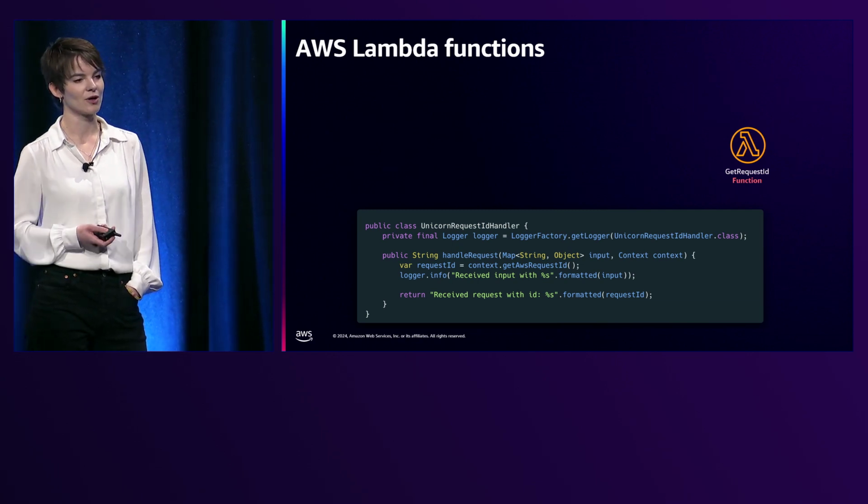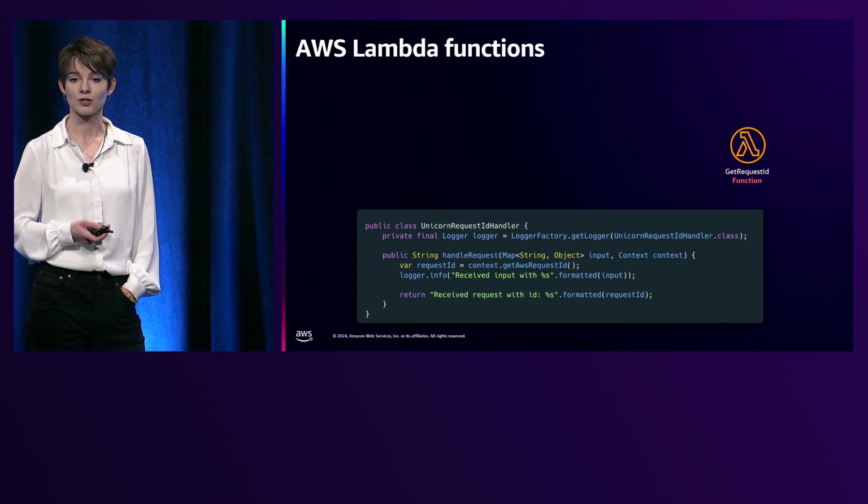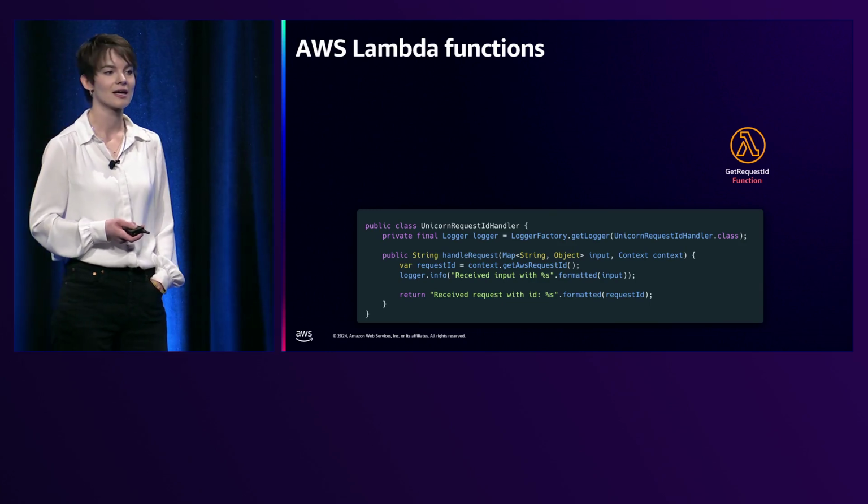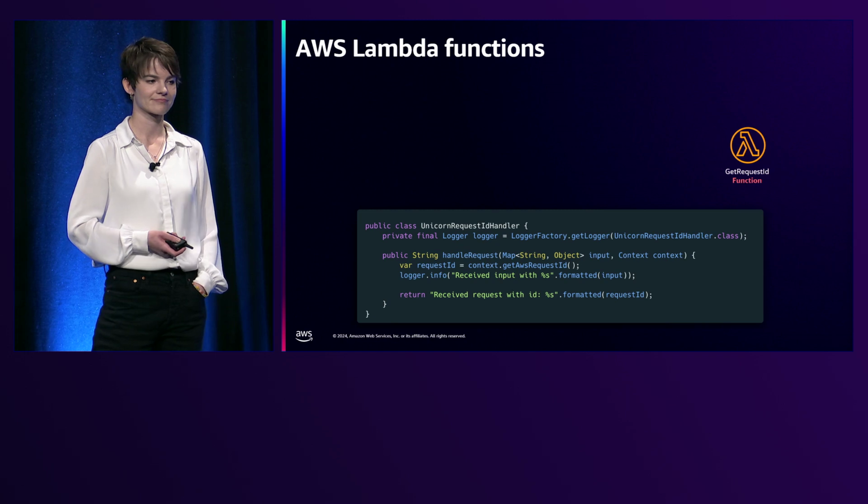So in our example, we have a very simple Lambda function. All it's doing is taking that unique request ID out of the context, and it's just logging that.